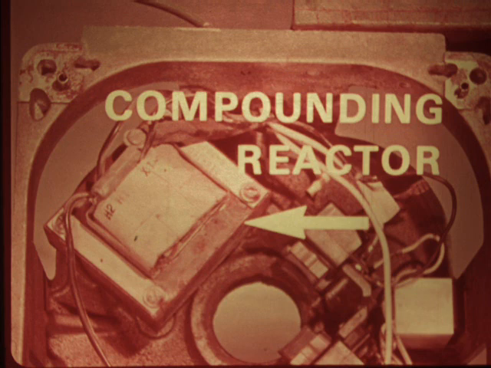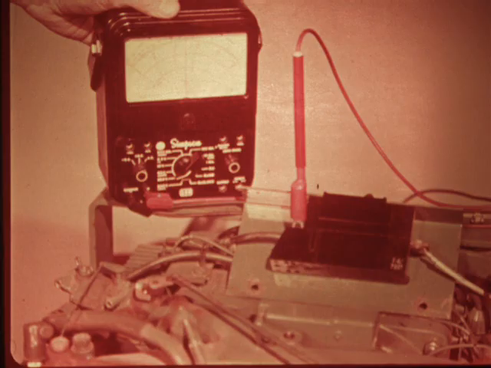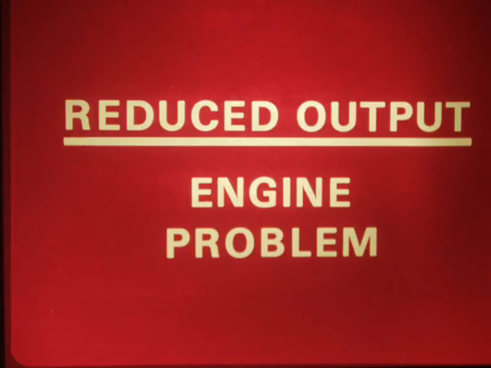Replace the compounding reactor if the other generator parts check okay, or test it first if you have a variac tester in your shop. And be sure to crank the unit up and test it for output before you put it back into the vehicle. And that's the story on troubleshooting the generator part of the unit. Now let's consider the problem of reduced generator output due to the engine rather than the generator.